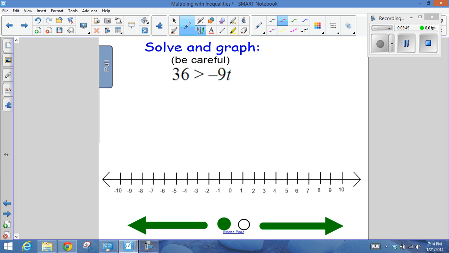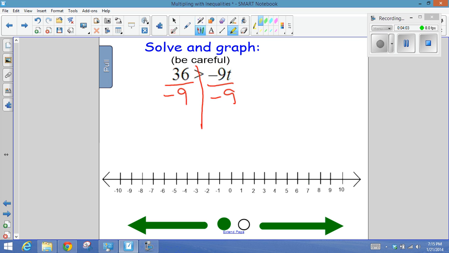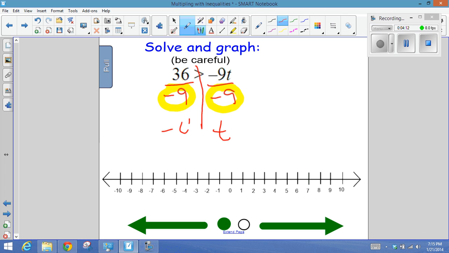All right, now this one. In order to get rid of that -9, I have to divide by -9. And I have to do it on both sides. Now this time, I did divide by a negative. Right here, divided by a negative. So I am going to have to change my sign, but I'm going to just do my number here first. I'm going to get -4. Now, instead of it being a greater than sign, I'm going to change it to a less than sign.